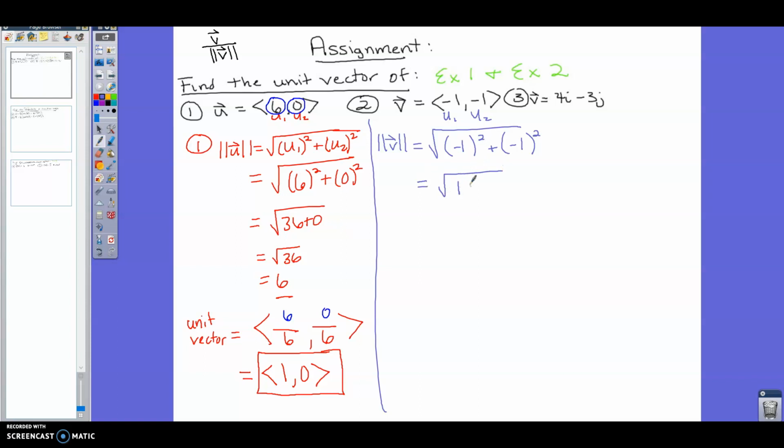So negative 1 squared is 1. Negative 1 squared again is 1. So we get the square root of 2. Okay, so just like the last one, we are going to now take our x component and our y component. And when we find the unit vector, we're going to take each of those components and divide it by our magnitude, which is square root of 2. So on these, we end up with a square root in the denominator, so we do need to rationalize.